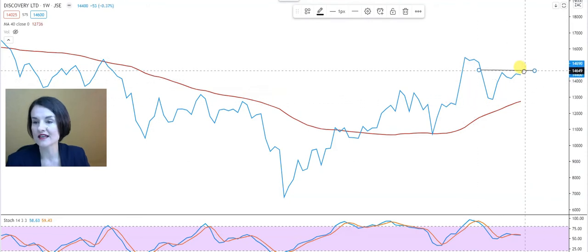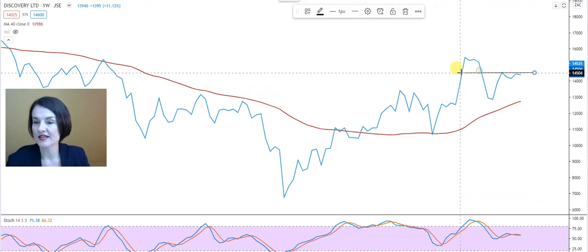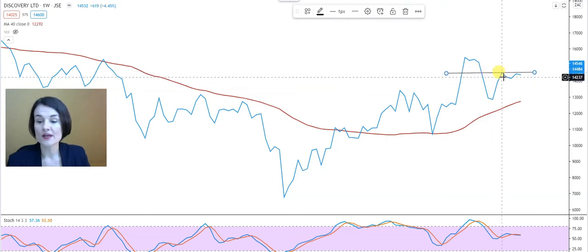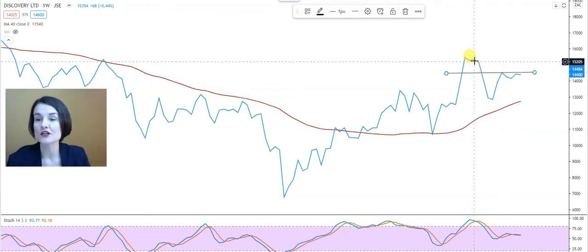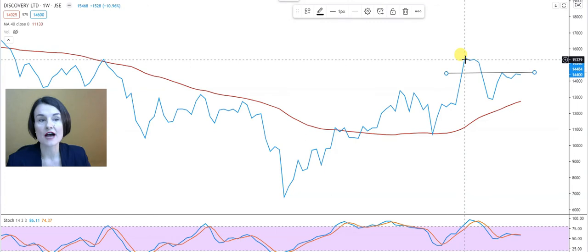But now the critical level is, will Discovery be able to change that previous resistance? And that was, I'll give you that exact level now, in the week of the 8th of February, and that closing price is waiting at 145 Rand 32. Will Discovery be able to change 145.32 into a support in order to confirm this possible cup and handle formation to maybe go back to that level of 154.68?